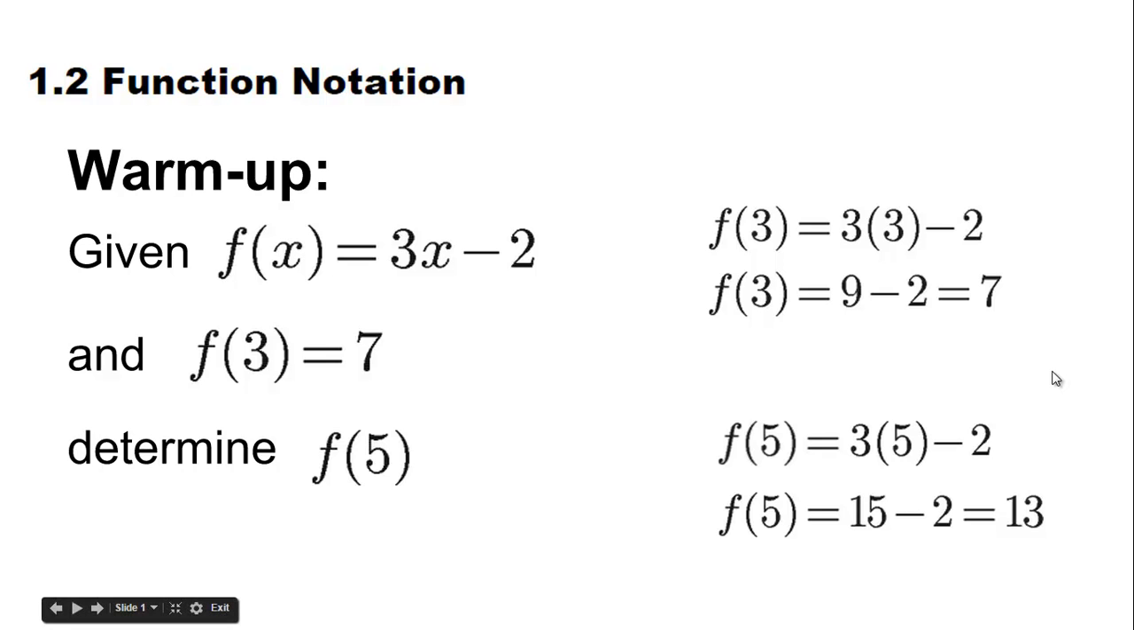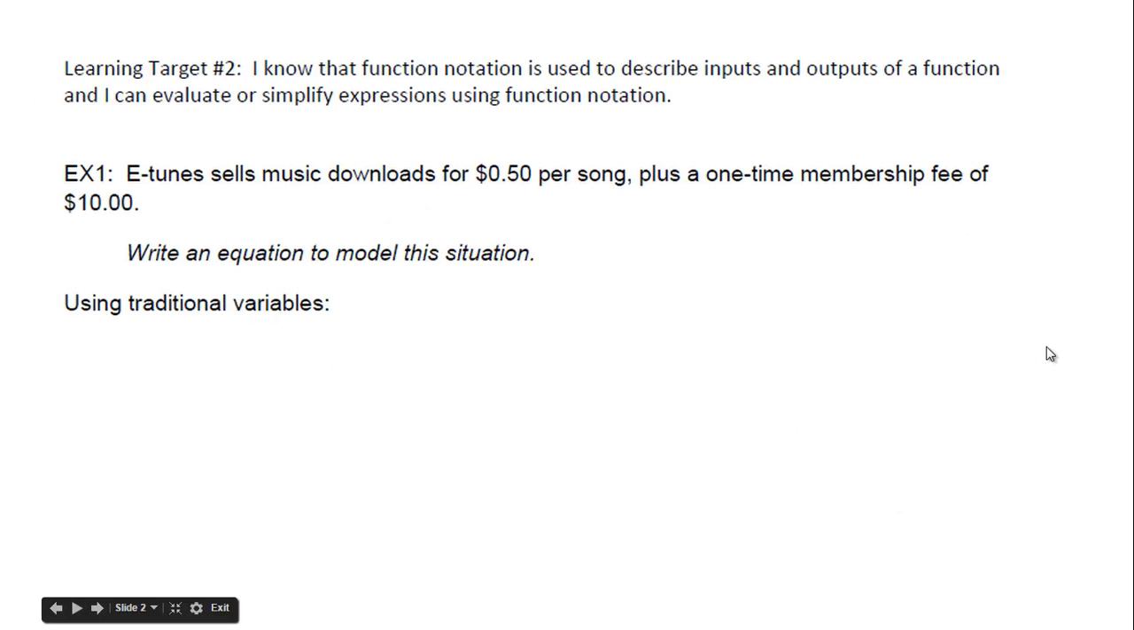If you caught that, you basically get what we're going to do today. And so we're going to work through some examples like that. Learning target 2: I know that function notation is used to describe inputs and outputs, and I can evaluate or simplify expressions using function notation. So this is something we would have done in like grade 9, where we've got a music downloads site, 50 cents per song, plus a one-time membership fee of $10.